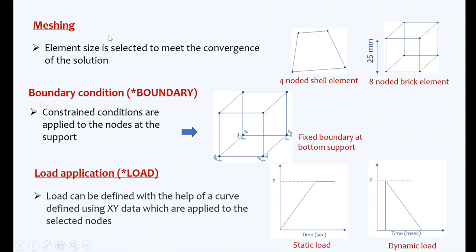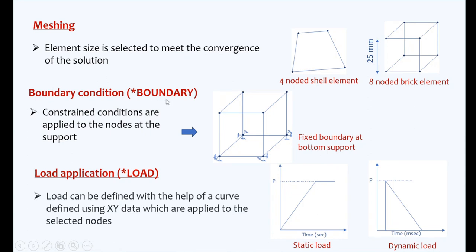And next is meshing. In FEM, we all know element size determines the accuracy of your solution. And people usually select element size based on the convergence of the solution; they perform mesh sensitivity analysis. They perform analysis using different mesh sizes like 25, 15, 10, and find which gives the most accurate results. Here, usually a 25 mesh gives reasonably good results. So here I have just shown a 4-noded shell element and an 8-noded brick element, and we'll be using these two elements.